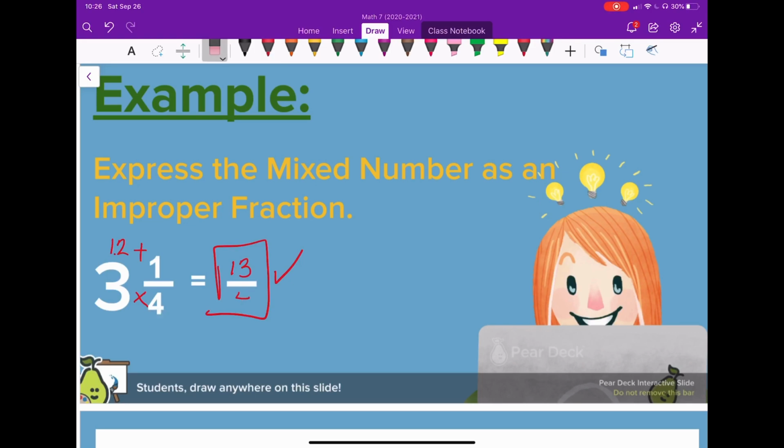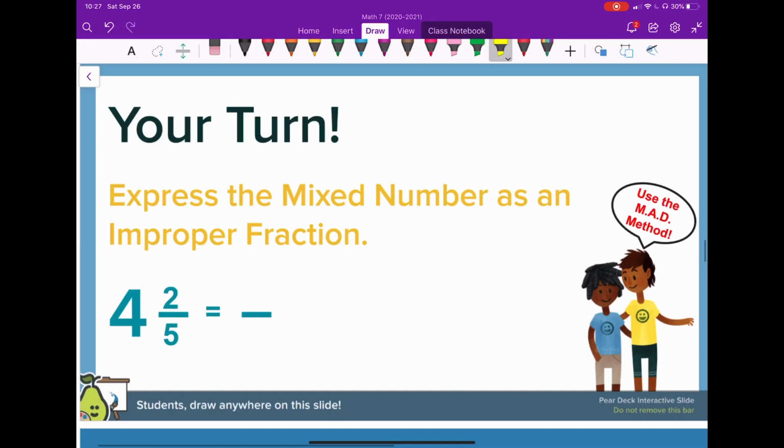Okay? So then it was your turn to see what you actually remember, what you actually understand. Okay? So now we have the mixed number 4 2/5, and we want to express it as an improper fraction. Take a few minutes, if you pause the video, take a few minutes to try it out on your own, and then come back to check it out.